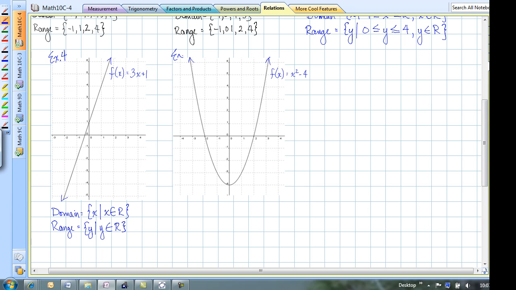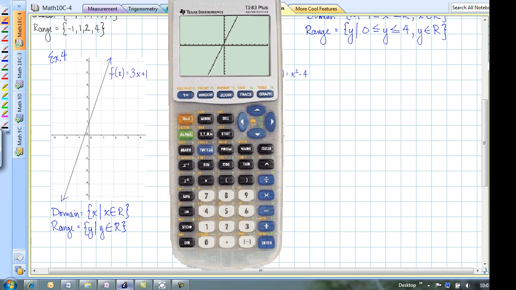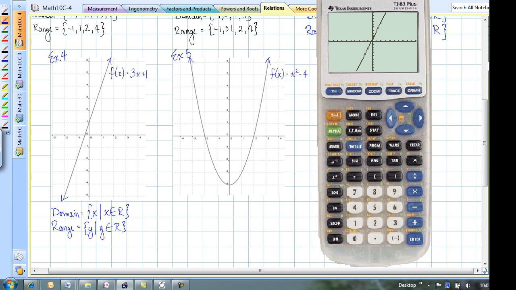Let's take a look at example 5. So here we have a parabola, or kind of a U shape, and this one is defined by f of x is equal to x squared minus 4. We can also graph that on our calculator. Let's go back to our y equals, and we'll clear this one and put in x squared minus 4, and we'll graph that, and we can see that parabola in the same shape as we have right here.